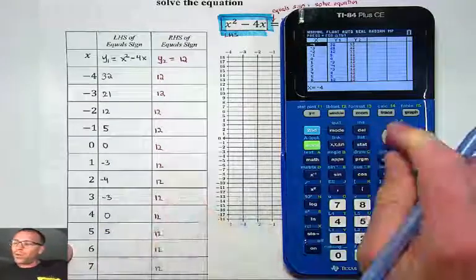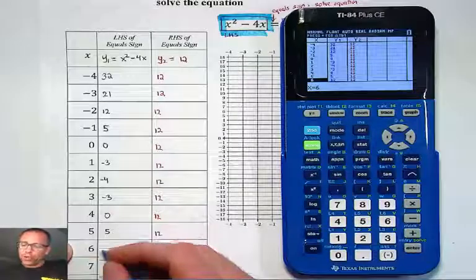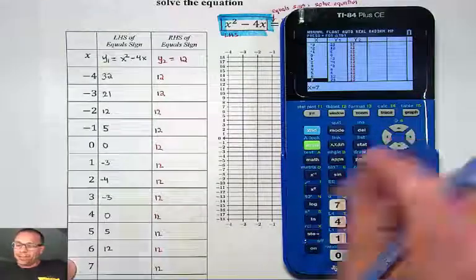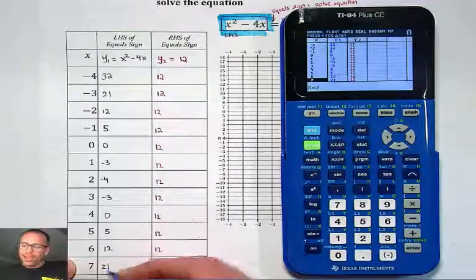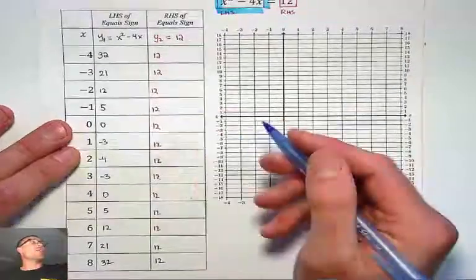Well, that's kind of cool. At 6, the thing is going to be 12. At 7, it's going to be 21. And at 8, it's going to be 32. Kind of nice because it's symmetric.